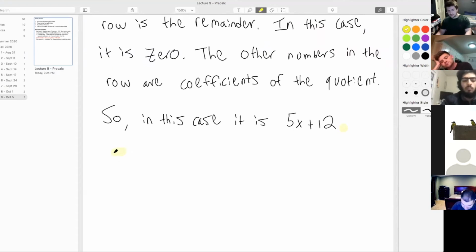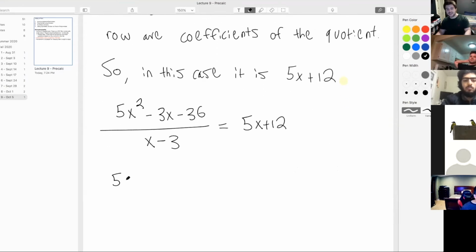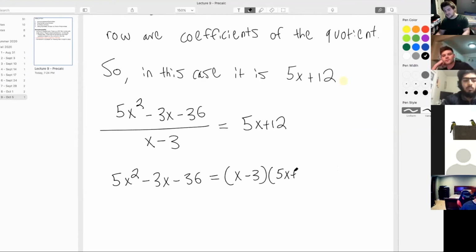And just another way to write this, let me just do what I've been doing before. So what we have done here is we have rewritten 5x squared minus 3x minus 36 over x minus 3. This is equal to the quotient 5x plus 12 plus the remainder. Well, the remainder is 0, so I don't even write that. And if I multiply both sides by x minus 3, well, look, something special happens. I have 5x squared minus 3x minus 36 is equal to x minus 3 times 5x plus 12.